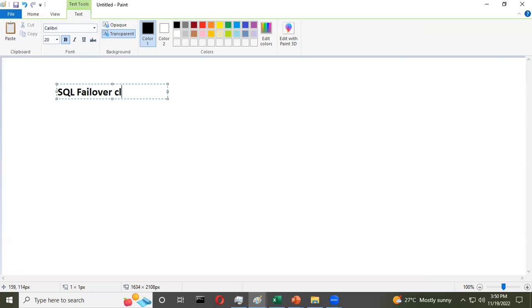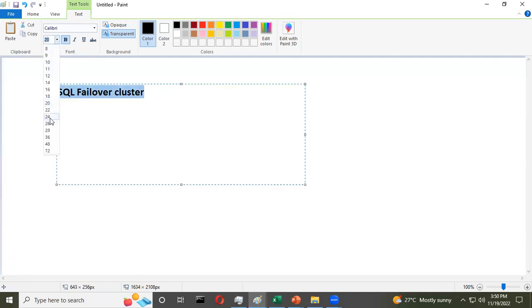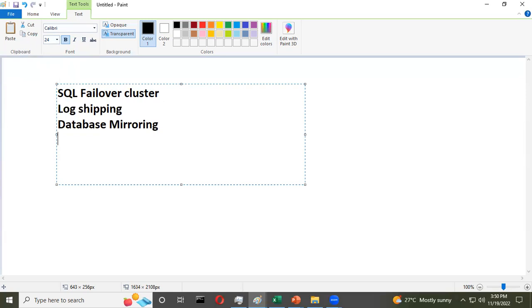SQL failover cluster. Next one, we have log shipping. Next, we have database mirroring. Then we have Always On availability groups. We also have replication in terms of P2P replication, so that can also be considered a high availability solution.